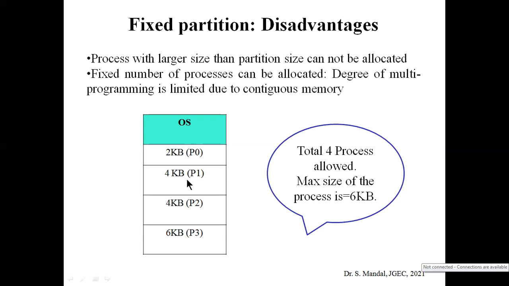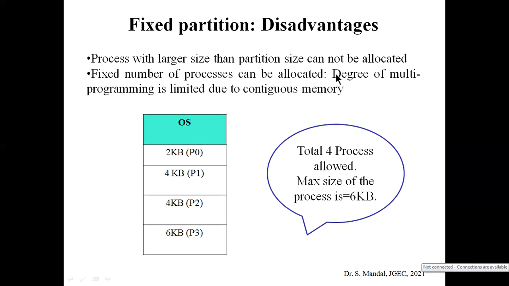That means only four processes can be allocated. Although we have some unused or wasted places, that part cannot be allocated. That means only four processes can be allocated in this scenario. So a fixed number of processes can be allocated.